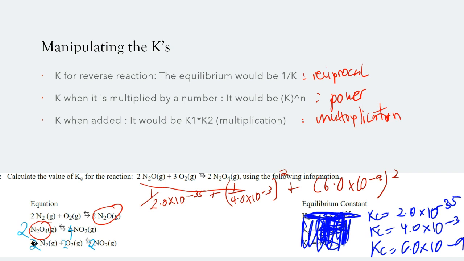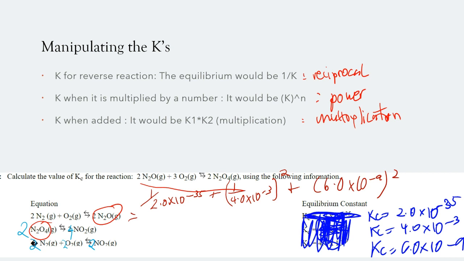Oh, sorry. Yeah, so it's going to be like that. Since we're not really adding, we're multiplying everything. This is how your process is going to be. 1 divided by 2 times 10 to the negative 35, plus 1 divided by 4.0 times 10 to the negative 3 squared, plus 6.0 times 10 to the negative 9 squared.